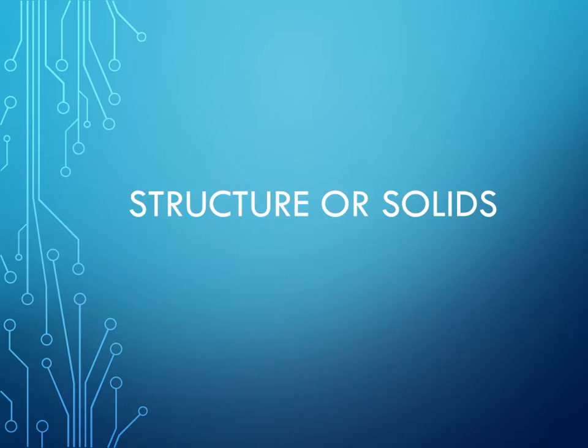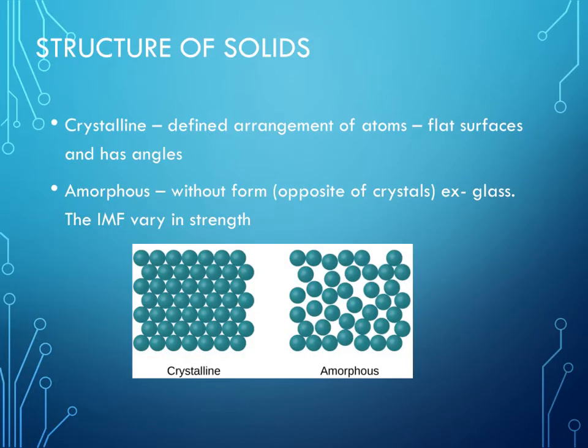This screencast is about the structure of solids and some of the properties and vocab associated with different shapes within a solid. This screencast is also directed towards AP Chemistry. You can have two different types of solids as a general rule. You can have a crystalline solid or an amorphous solid.